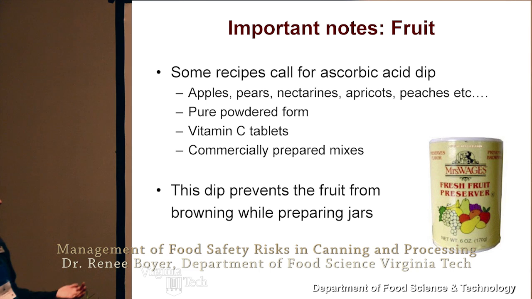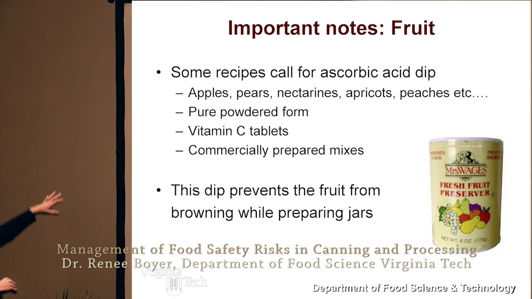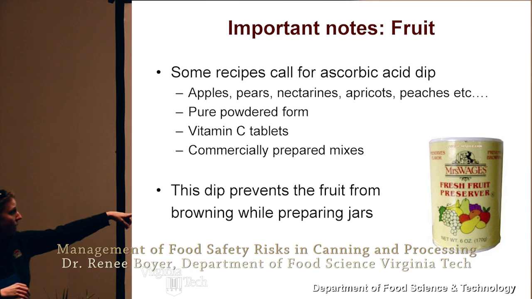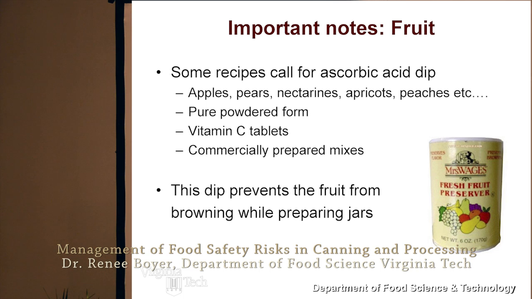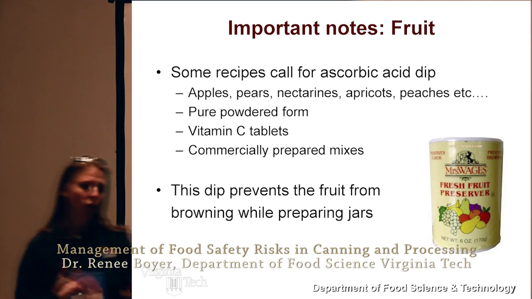An important note about fruits is that some recipes call for an ascorbic acid dip, or lemon juice, or a vitamin C type of dip. The reason for that is to prevent the fruit from browning. You cut an apple and it starts to brown. The dip prevents that enzymatic reaction that's occurring in the time it takes you to get them in the jar. They make commercial fruit saver products that you can use as a dip, but all it really is is like lemon juice or something like that, just to keep that enzyme from degrading.